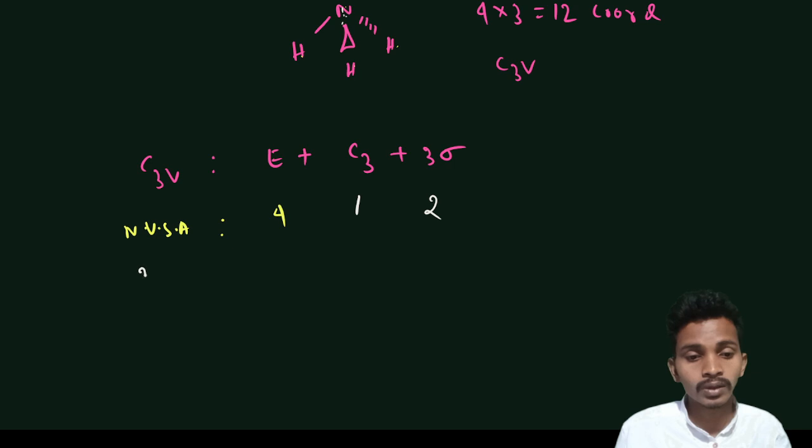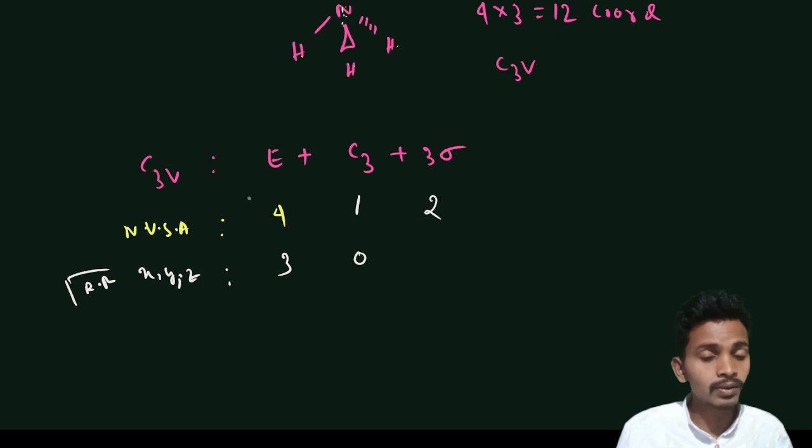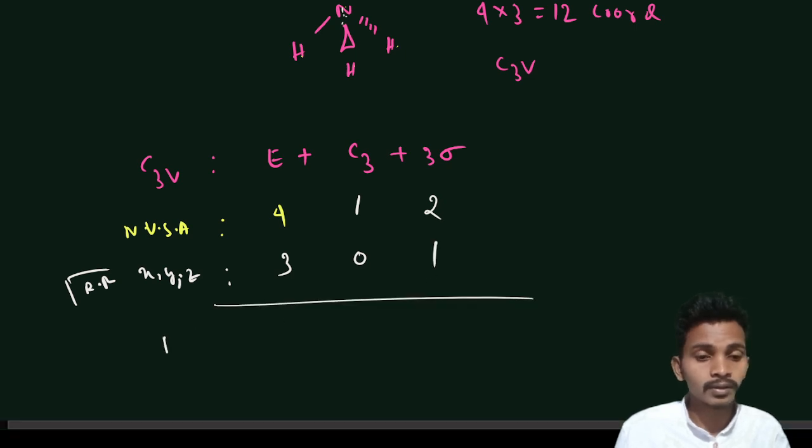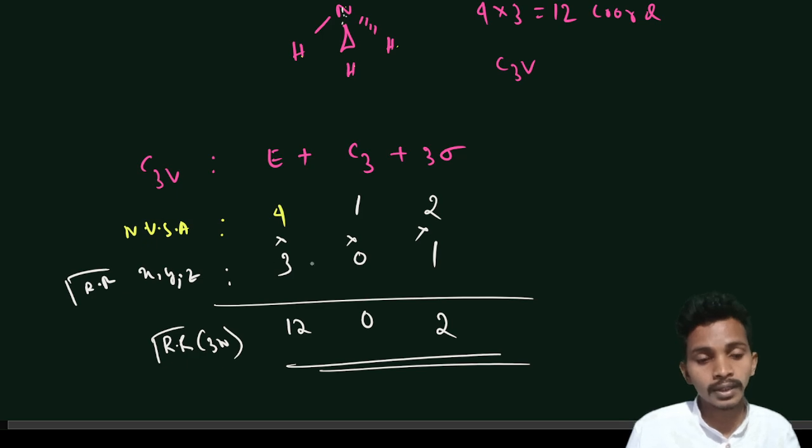Now we will do the XYZ basis. Reducible representation of XYZ basis. What are they? E is always 3 and C3 is 0. We know that the character of C3 is 0, and sigma is always 1. So the reducible representation in 3n coordinate system will be, this is multiplied, this is going to be 12, this is going to be 0, this is going to be 2. This is for the 3n coordinate system.